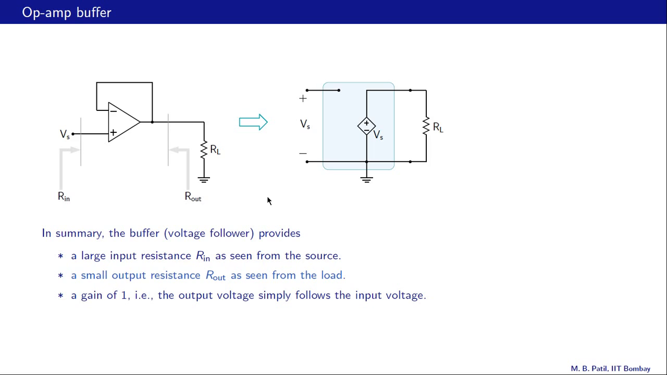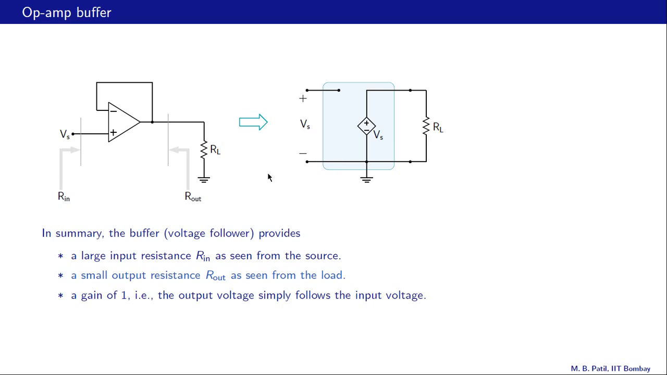Okay, so here is a summary of the op-amp buffer. This is the circuit. We have a source on one side and we have a load resistor on the other side. The input resistance of the op-amp buffer is the resistance we see from here, and the output resistance is the resistance we see from here. And we have seen that the input resistance is very large, almost infinite, and therefore in the equivalent circuit of the buffer we can show an infinite resistance here, which is an open circuit.